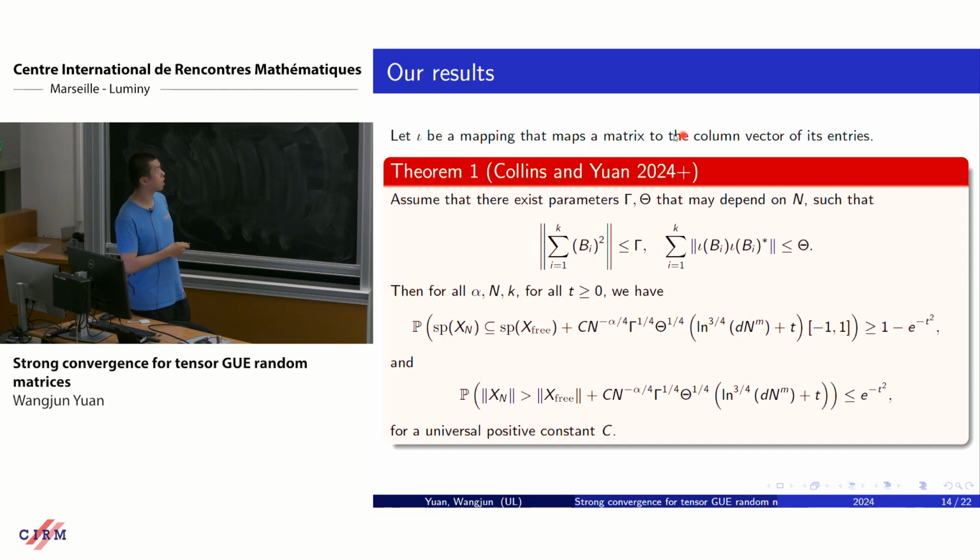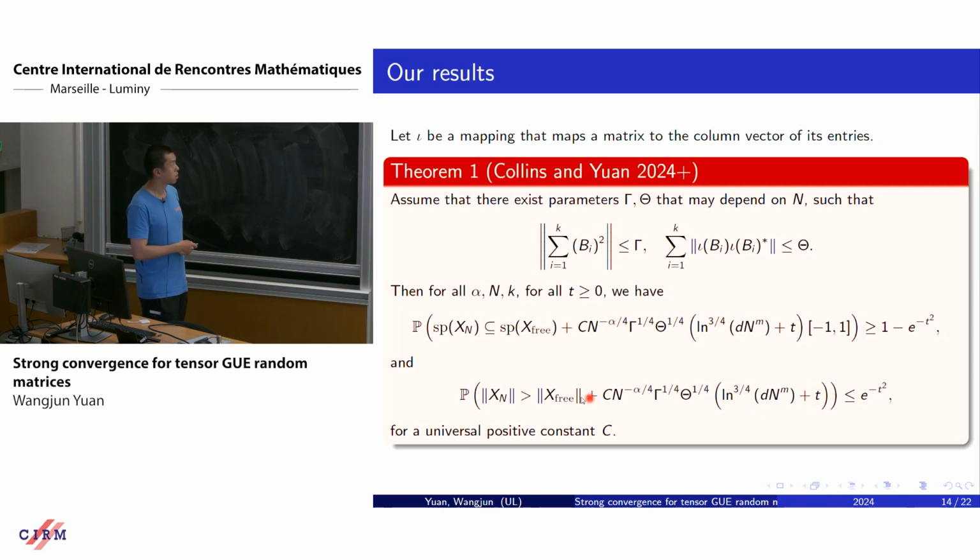The first result is as follows. Suppose we have two parameters, gamma and theta, which may depend on the dimension, such that the operator norm of the sum of the squares of the coefficient matrices Bi is controlled by gamma, and the sum of the operator norms of iota Bi times iota Bi star is controlled by theta. Under this assumption, we have the following estimate on the probability of the spectrum of Xn and X3. The spectrum of Xn is included in the spectrum of X3 plus something. The something here is a universal constant times n to the power minus alpha over 4, times gamma to the power 104 and theta to the power 104, multiplied by the log to the power 3 over 4 of d times n to the power n plus t, times the interval minus 1 to 1. This probability is very large: it is at least 1 minus e to the power minus t squared.